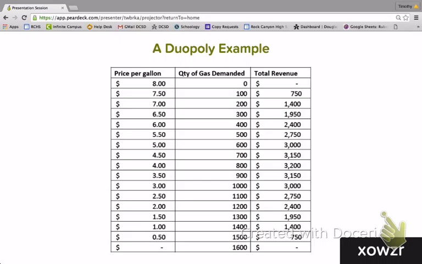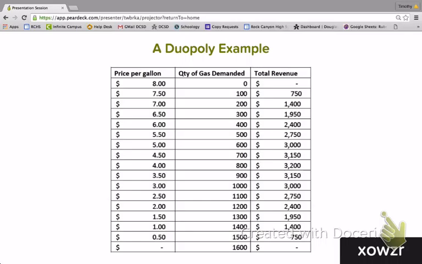So suppose there are only two gas stations in a small rural town of Boontucky. These gas stations, Margaret's Quickie Stop and Pam's Pump Station, are duopolists in the gasoline market, and they each sell 50% of all of the gas in town. The demand schedule for gasoline in Boontucky is given in the table that you see on the screen. Now, we will make a simplifying assumption, and we will assume that the marginal cost of selling a gallon of gas is equal to $1.